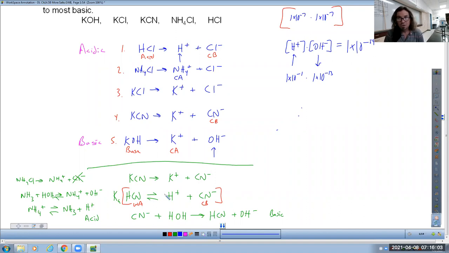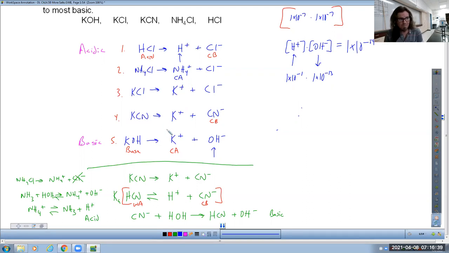Is there something that you could memorize here? Could you memorize that when you see a cation that's part of a weak system, that cation makes the solution acidic, and when you see an anion that's part of a weak system, that makes the solution basic? I don't know, that just seems like extra memorizing. I'll be honest with you, I can't just solve these by that memorization process because it's too easy to forget.